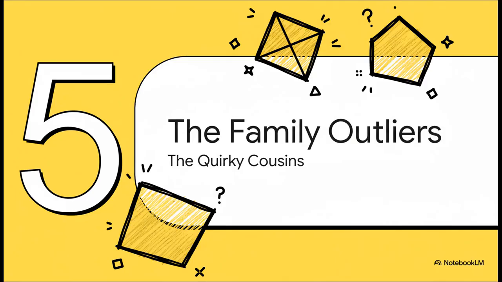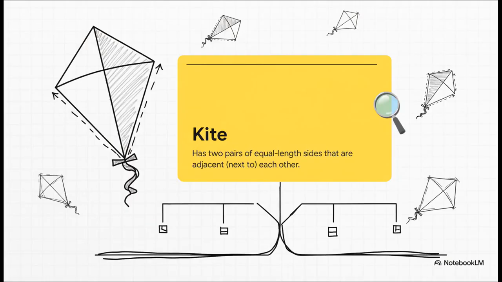But wait, not every 4-sided shape fits so neatly into that main parallelogram family line. There are a few outliers out there, some, let's call them quirky cousins, who kind of march to the beat of their own drum. First up, we've got the kite. Now, the kite's rule is totally unique. Instead of caring about opposite sides, it says that its adjacent sides, that means the sides that are right next to each other, have to come in 2 equal-length pairs. This one little difference makes it a very distinct cousin, totally separate from the parallelogram branch.